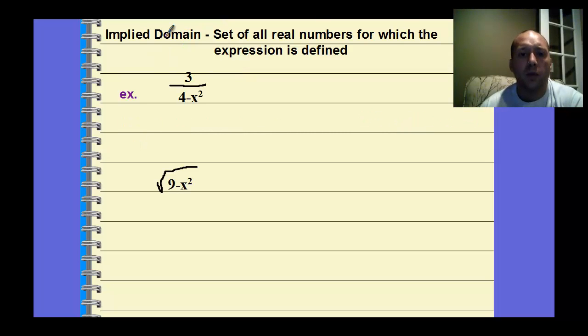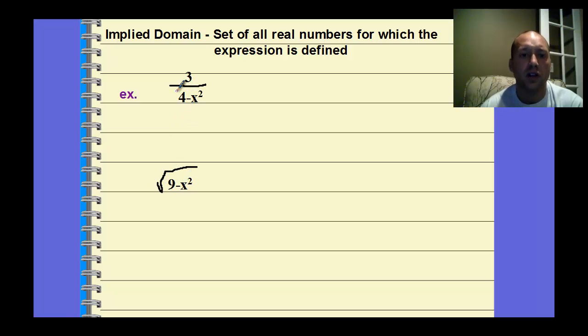So implied domain: we have two different scenarios in math where we have to be very careful with the numbers we choose to plug in for x. The implied domain is the set of all real numbers for which the expression is defined. So what works, what makes the equation true. And the two situations are if we're dealing with fractions and if we're dealing with roots, even roots.